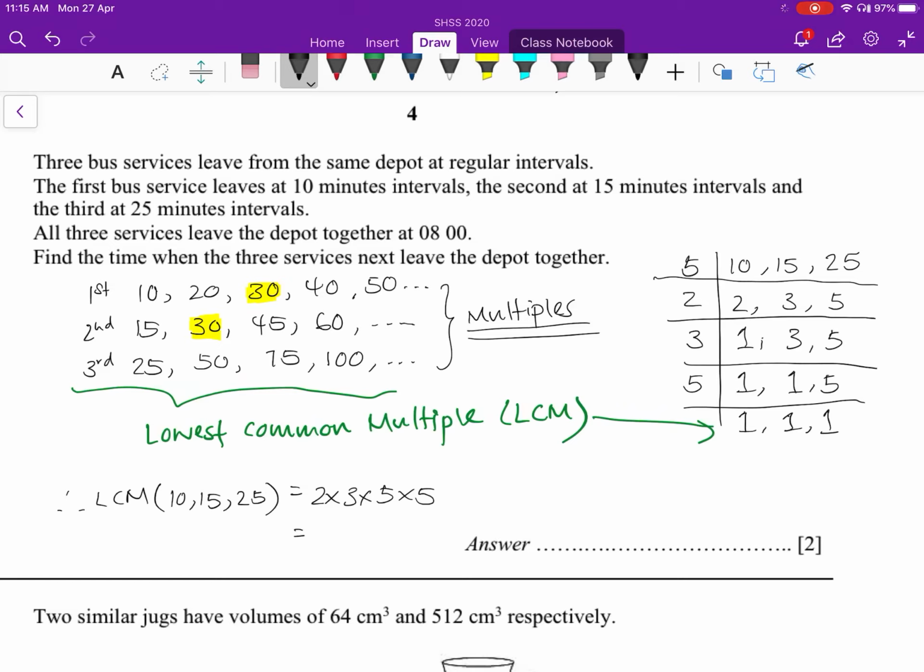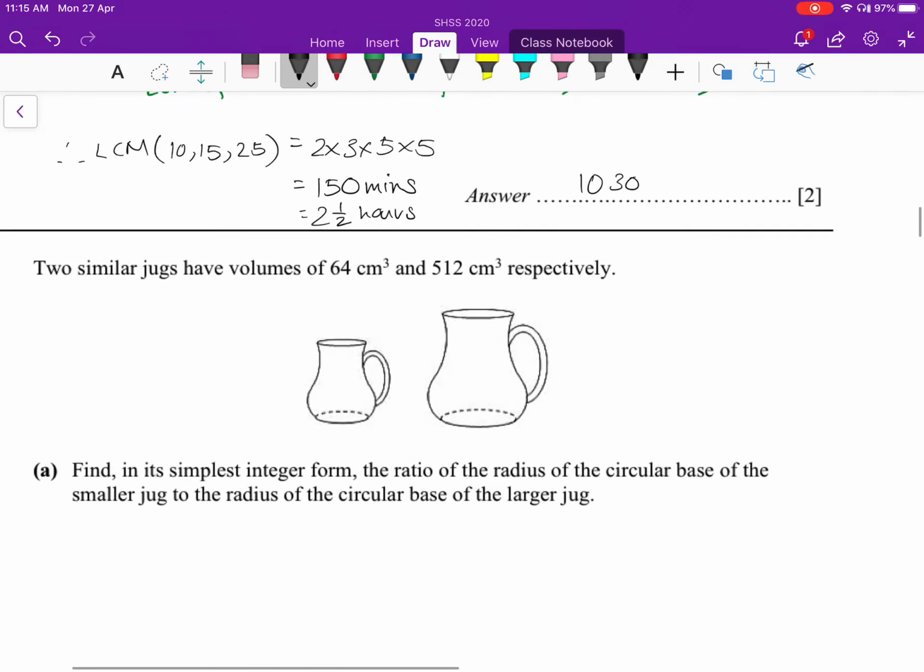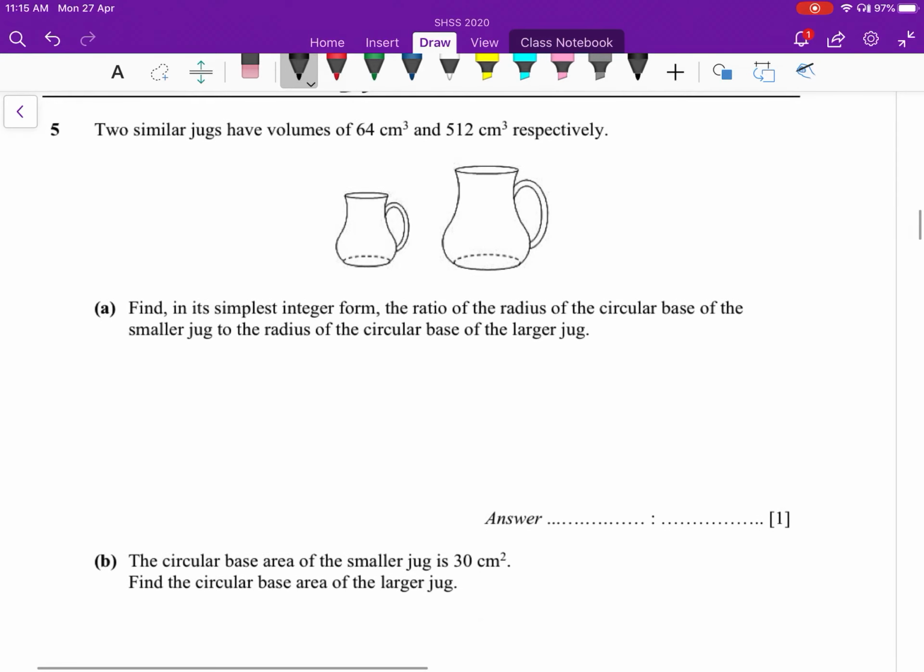If you press your calculator, you get 150 minutes. That is how many hours? That is 2.5 hours. So 2.5 hours after 8 o'clock, it's 10:30 a.m. That's all. Okay, so this is our 24-hour clock. So 10:30.